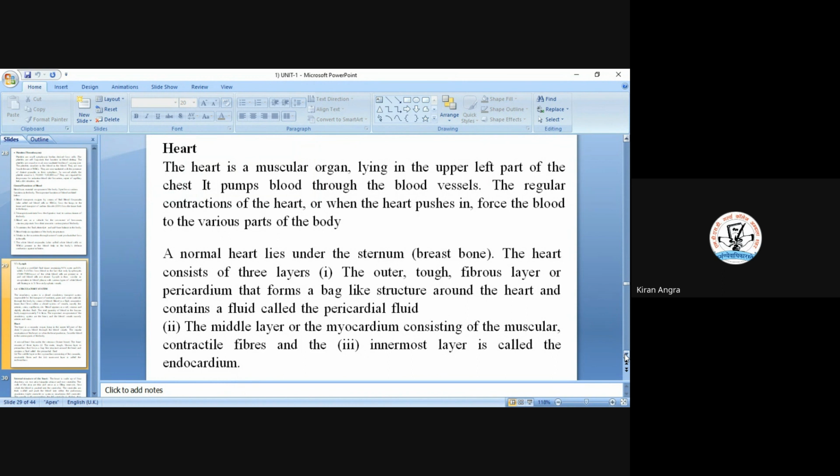It contains a fluid called the pericardial fluid. The middle layer, the myocardium, consists of muscular contractile fibers. I have just taught you that they are muscle tissues, so they are present here. And the innermost layer is called the endocardium. So these are the three layers outside the normal heart.